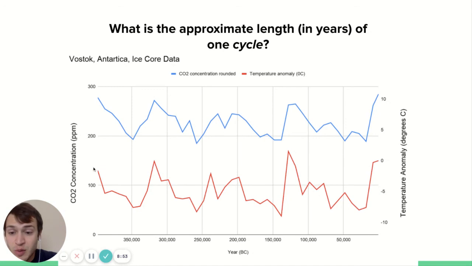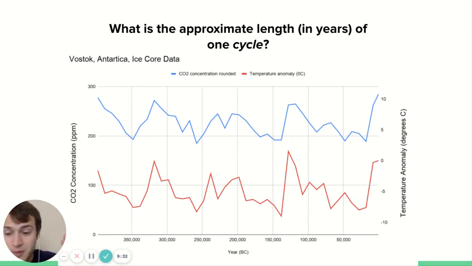We can find out the approximate length of one cycle by looking at the global peaks. So for example, if we look at this global peak all the way to this global peak, we can see there are about 75,000 years between those. Look at this global peak to this global peak, we can see there's about another 75,000 years. From here to here, we've got 100,000 years, and from here to here, we have about 125,000 years. So on average, the approximate length of one cycle is 100,000 years. So it takes 100,000 years for carbon dioxide and temperature to go up, down, and back to the starting point.